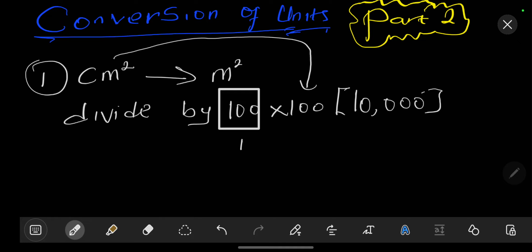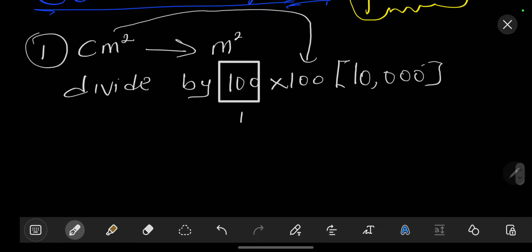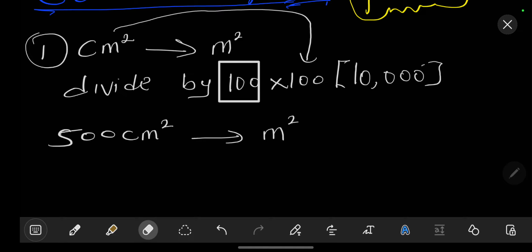Now, let me advance. Let's say we want to convert, because meter of course is bigger than centimeter, let's say 50 centimeter square to meter square, or let me use a larger value. Let's say I want to convert 500 centimeter square to meter square. How are we going to do this? What exactly is the approach? That is what you're going to ask yourself.